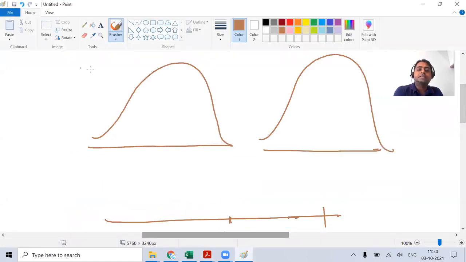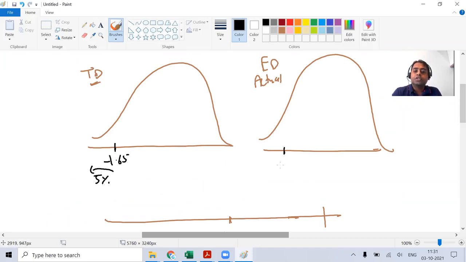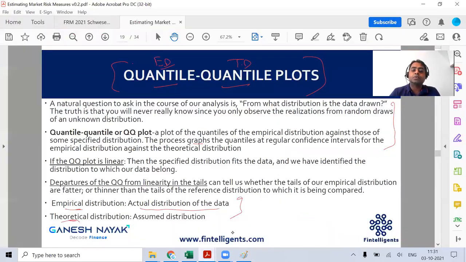Suppose this is my theoretical distribution, that means the assumed distribution, and this is my empirical, which is my actual data. Suppose there is a point over here, say negative 1.645, which is at 5%. We will first put this negative 1.65, and then we'll put it above the data point to see if it is exactly matching or not. I'll show you in a diagram so that it helps you better understand.